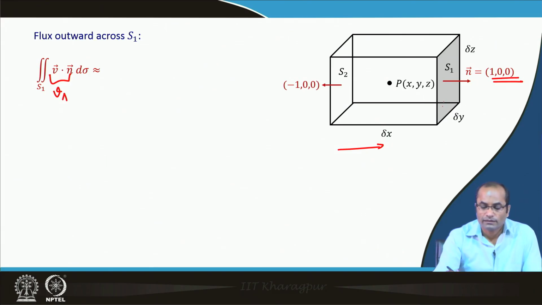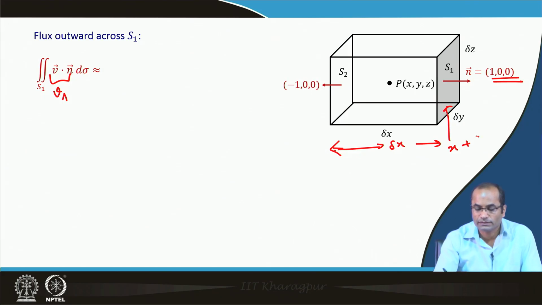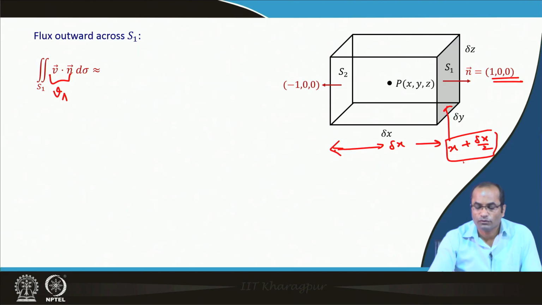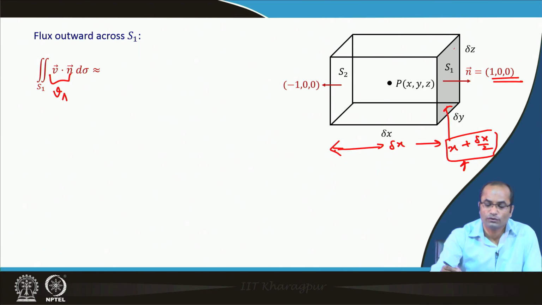And now on this face here, if we ask what the x coordinate is, x is fixed here. This distance from here to here is delta x, and this is the center. So, we have x plus delta x by 2, which is fixed over this surface. So, this v1, the x component, is fixed at x plus delta x by 2. It is not varying over the surface S1, only y and z will vary.